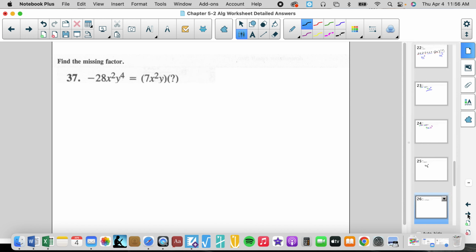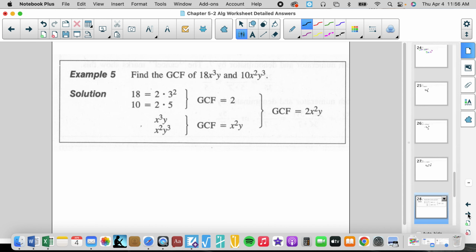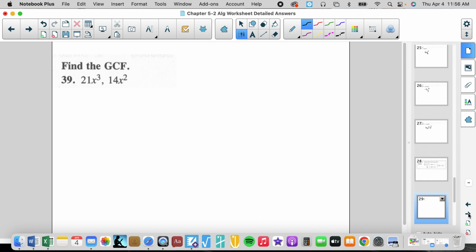Nice, efficient. 7 into -28 is -4. X squared doesn't need any more. Y to the third. -8, 32 is just going to be +4. A to the fourth, b to the fourth. You see how simple this is? Okay, well, hopefully you see what simple is.